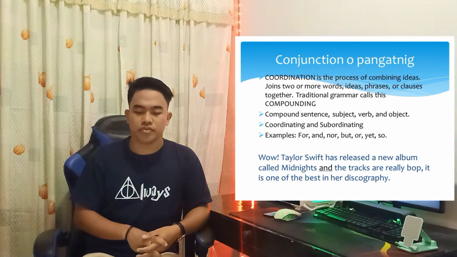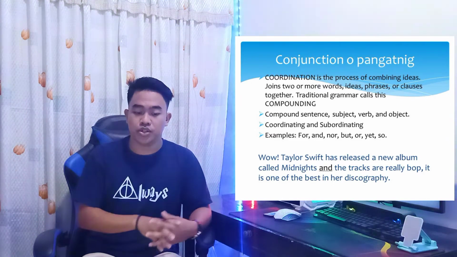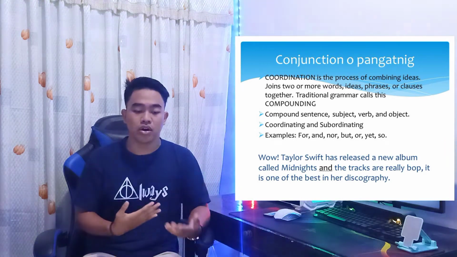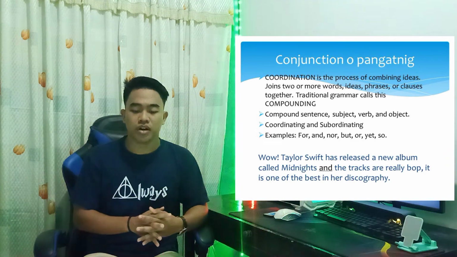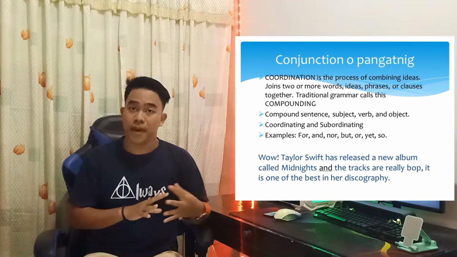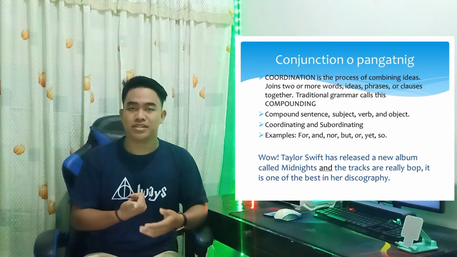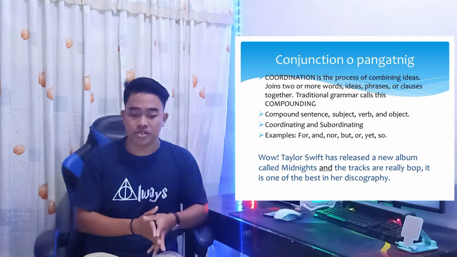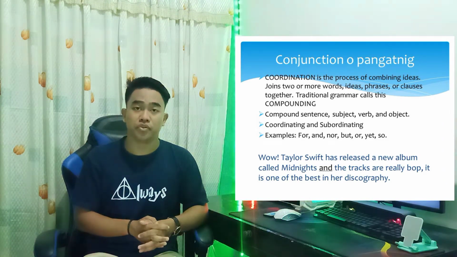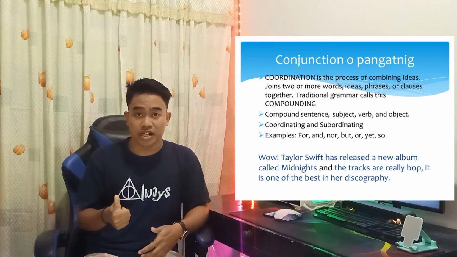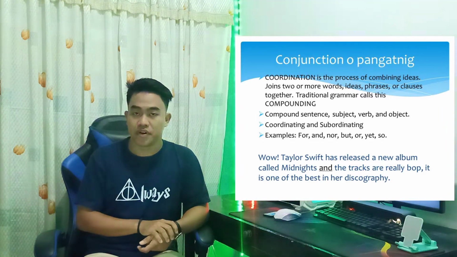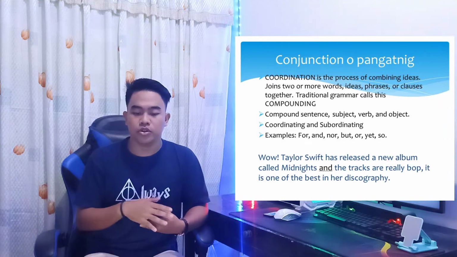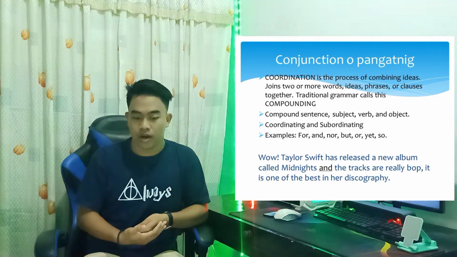Coordination is the process of combining ideas; it joins two or more words, ideas, phrases, or clauses together. Traditional grammar calls this compounding. We have compound sentences, compound subject, compound verb, and compound object. And there are two types of conjunction: coordinating conjunction and subordinating conjunction. For example, the mnemonic FANBOYS: for, and, nor, but, yet, or, so.